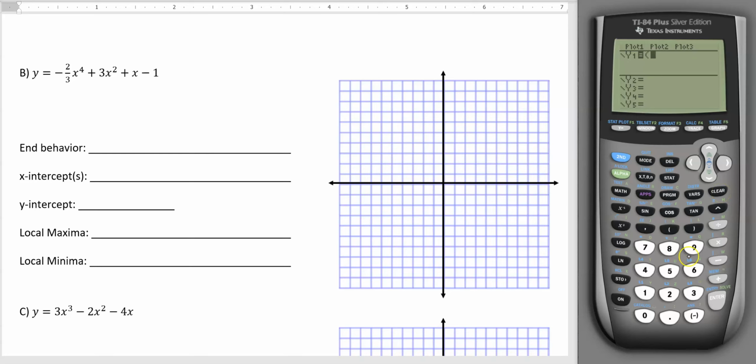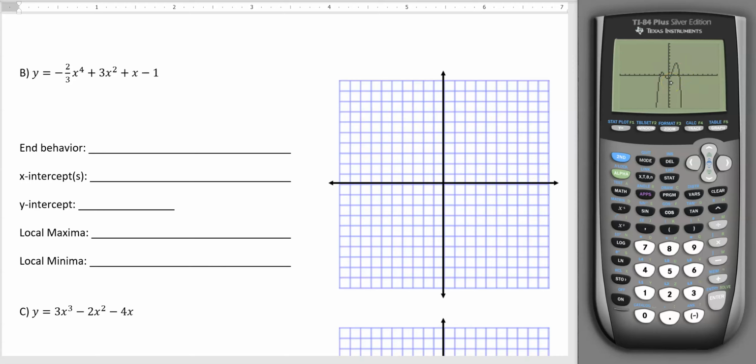So I'm going to start by typing this in. Negative 2/3. Careful with the parentheses there. X to the 4th plus 3x squared plus x minus 1. Let's hit graph. Nothing too bad. Come on. Oh, man. Look at all that. That's got 1, 2, 3, 4 different x-intercepts, 2 maxima, a minima. This will be fun.